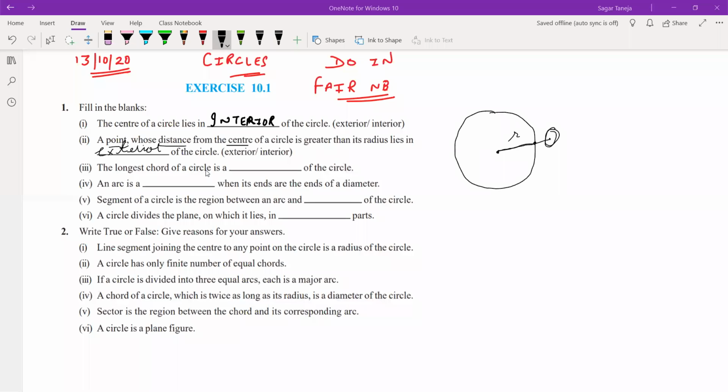After this, the longest chord of the circle is the diameter of the circle. This we all know, these are basic things. And an arc is a dash when its ends are the ends of the diameter. See this? What is this? A semicircle. If I talk about this, this is a radius and this full line is the diameter. So this is an arc whose starting point and end point are the end points of the diameter. So it is a semicircle, and we have to write here semicircle.